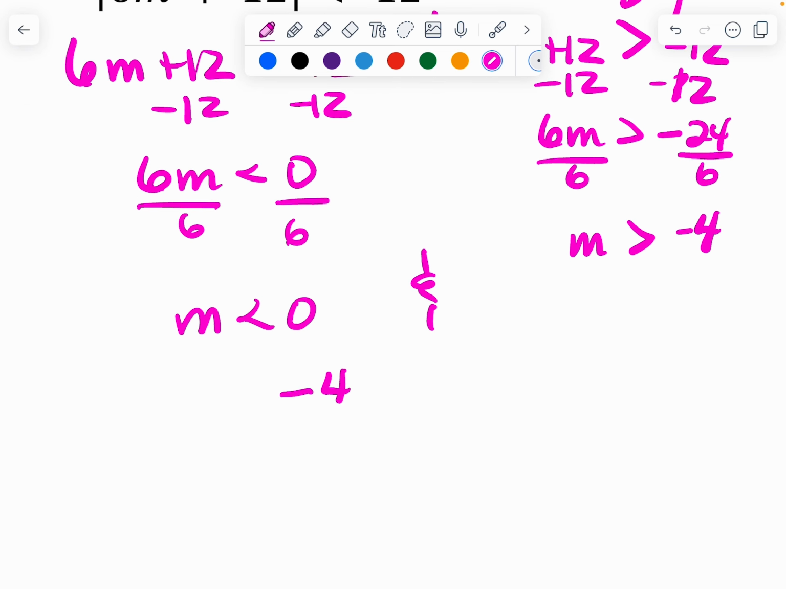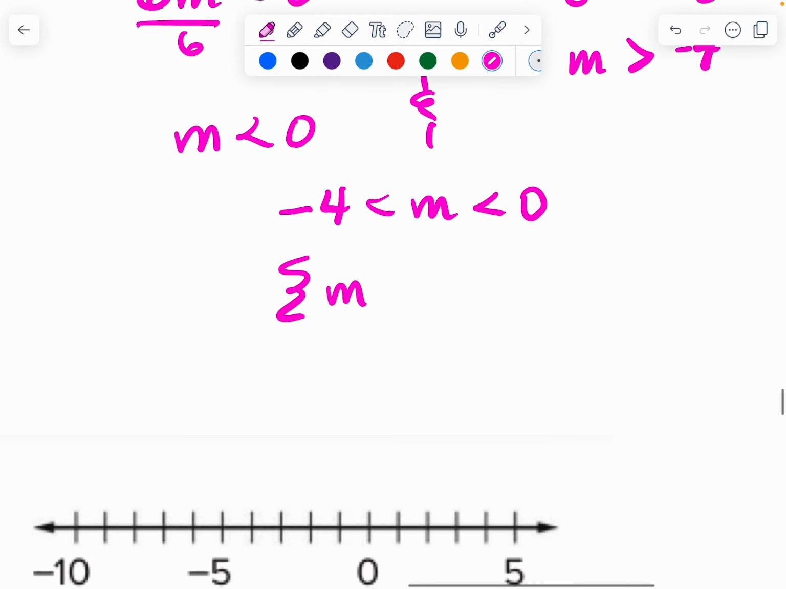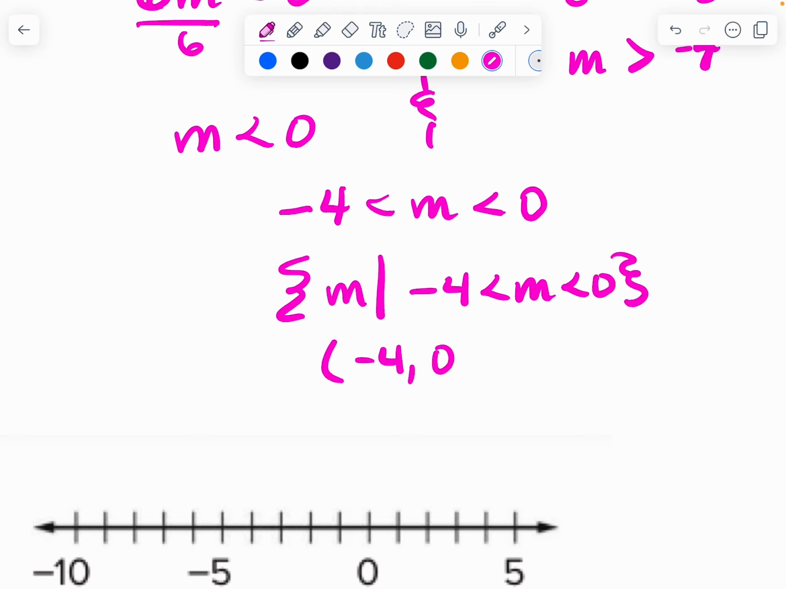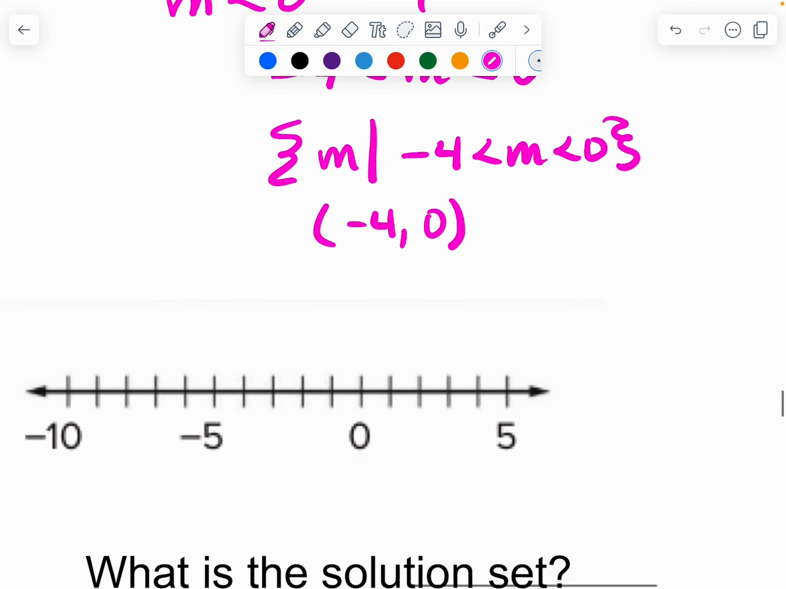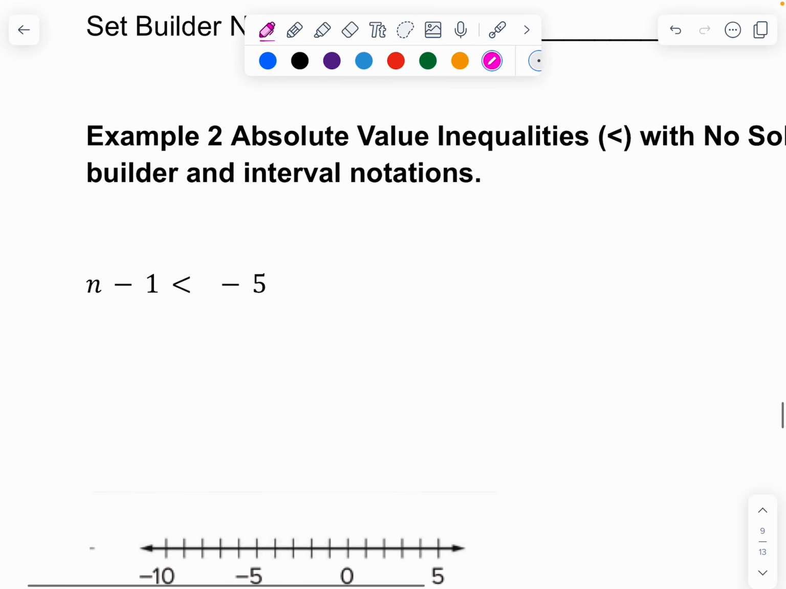Or you can write negative 4 less than m, which is less than 0. Set builder notation. M, did it start off as m? Yes, it did. Such that negative 4 is less than m, which is less than 0. And interval notation, negative 4 to 0. I don't know why I was going to write a brace. So then I do an open dot and an open dot, and it's all the stuff in between. Okay, now I filled all of that stuff out up above.